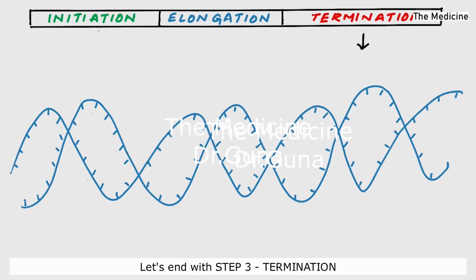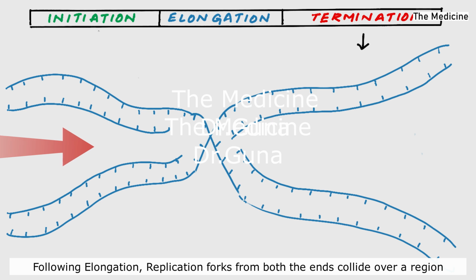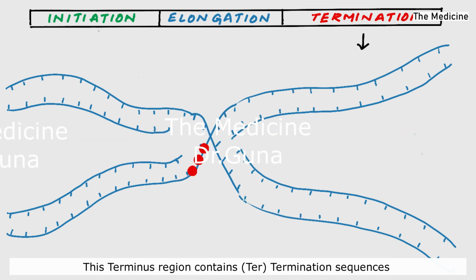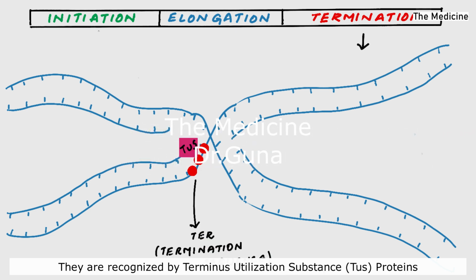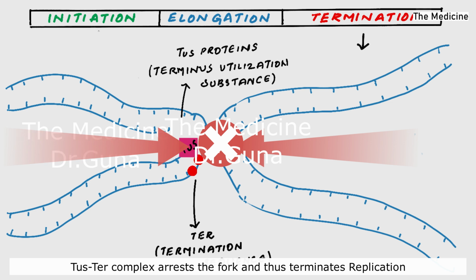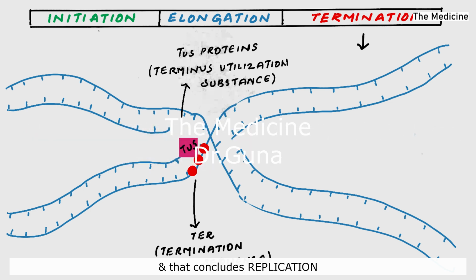Let's end with step 3, termination. Following elongation, replication forks from both the ends collide over a region. This terminus region contains TER termination sequence. They are recognized by terminus utilization substance, the TUS proteins. TUS TER complex arrests the fork and thus terminates replication. And that concludes replication.